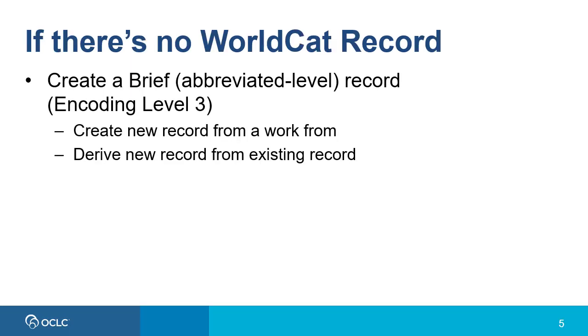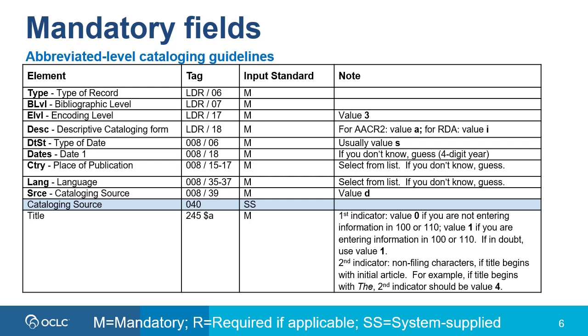If there is no record in WorldCat, you can create a brief level record from a work form, or if you found a similar record, for example, a different format, you can use that record to derive a new record. These are the mandatory fields you'll need to enter for a brief level record. And the 040, the source of cataloging, is a system-supplied field, so you won't need to enter that. We'll go over all of these in more detail in just a moment.